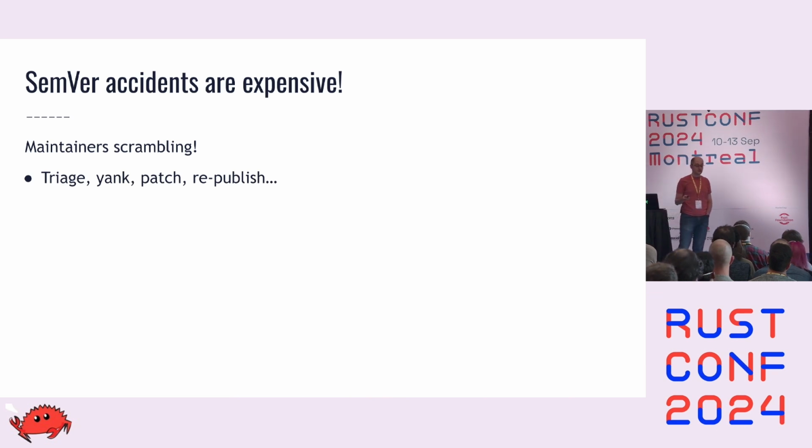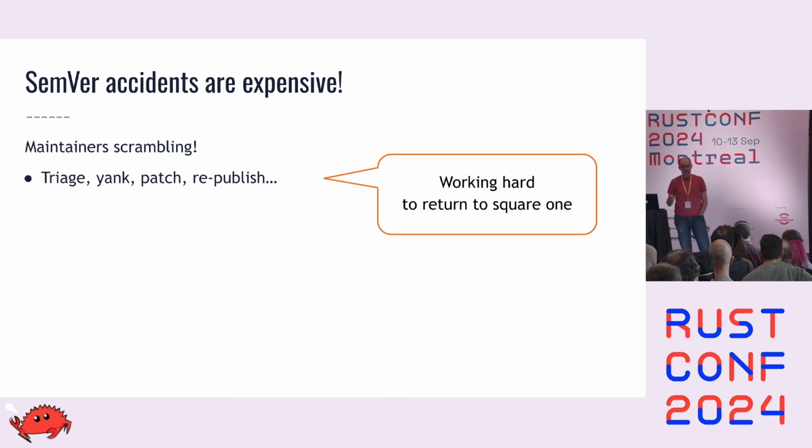They send maintainers scrambling. They have to triage and yank versions and make patches and republish. All of this stuff takes away time that they could spend doing literally anything else that would be more valuable to the community. All of that is them working really hard just to return back to square one, to make their package work as well tomorrow as it did yesterday. This is not productive work.